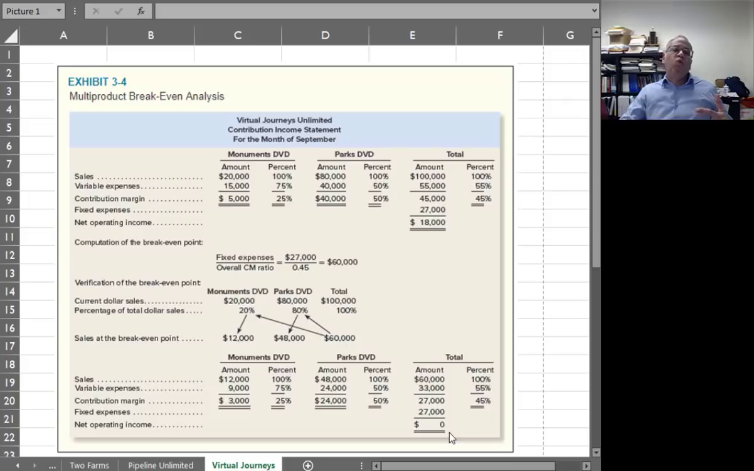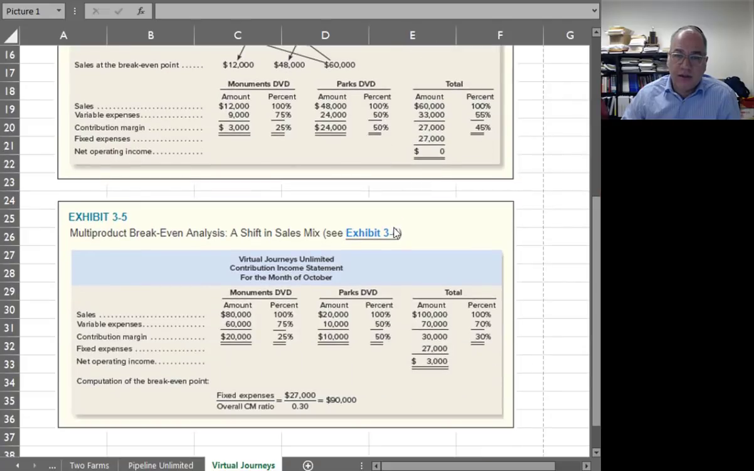But now, what would happen if the sales mix changed? Because here, in order for this to work, monuments and parks have to sell at a 20-80 ratio. And if they don't sell 20%, 80%, then this whole percentage is completely off and nothing is going to work. So let's suppose now monuments is selling 80,000 and parks is selling 20,000. We're going to flip. Then we would need to recalculate the contribution margin on average.